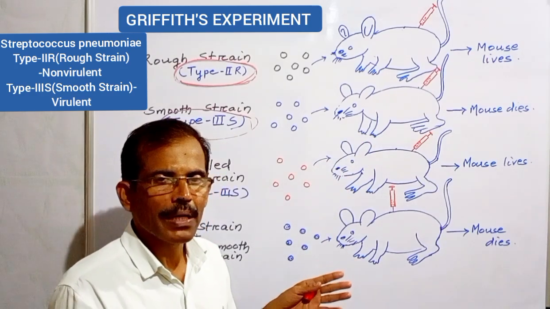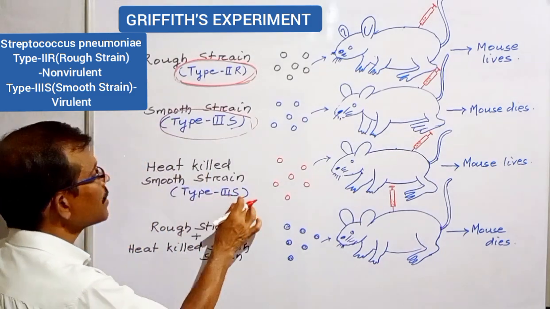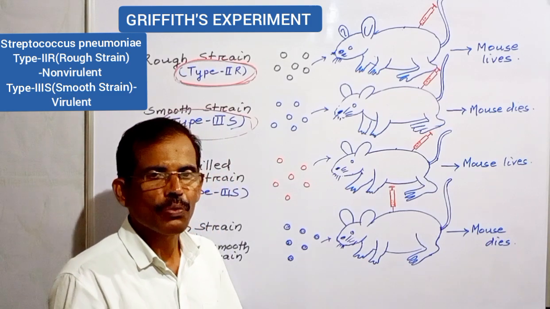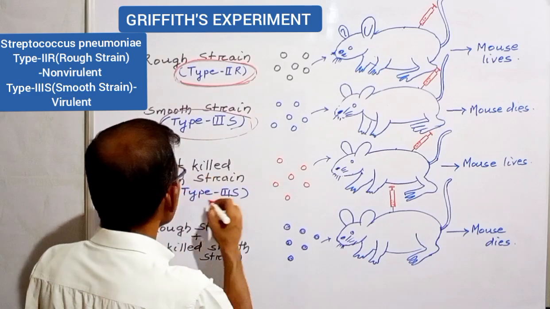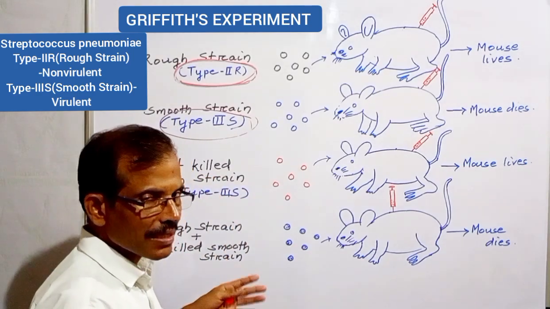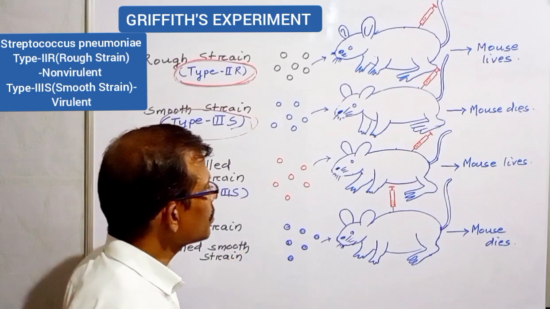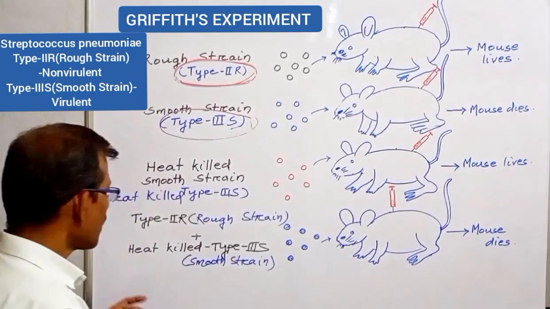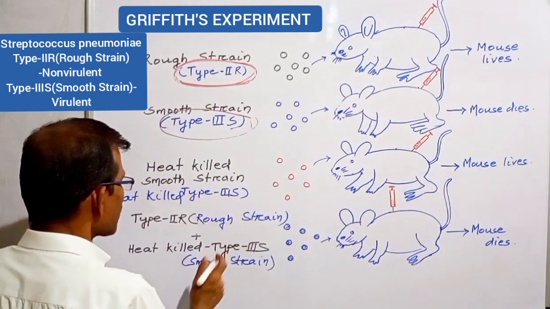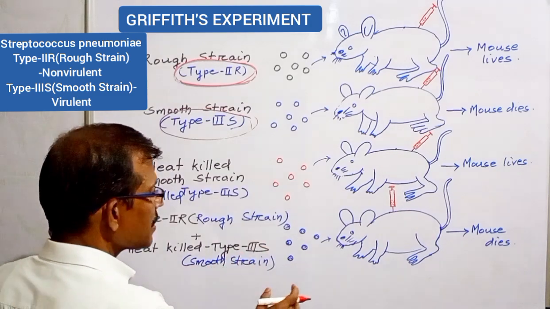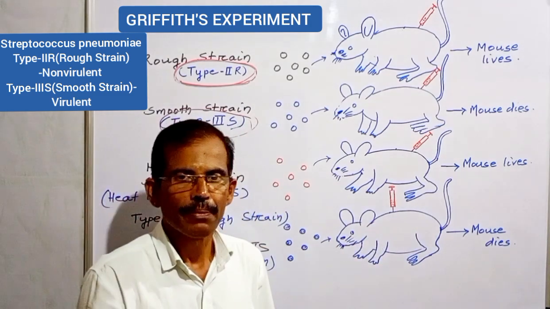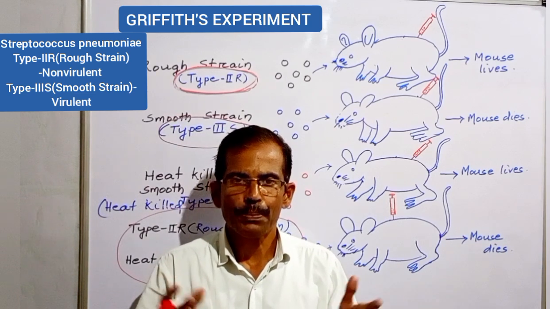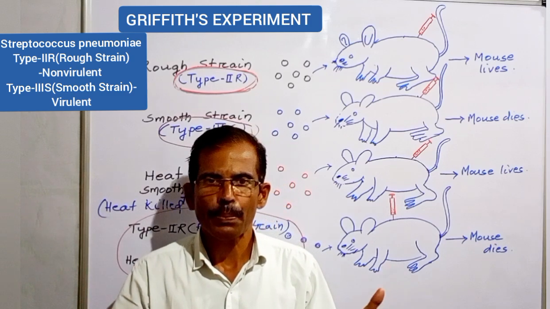In another experiment, Griffith injected heat-killed type 3S bacteria into the mouse, and he found that the mouse survived. It is quite obvious because the bacteria had been killed by heat, and heating has destroyed its virulence, because of which the mouse survived. But surprisingly, when Griffith injected a mixture of live type 2R bacteria and heat-killed type 3S bacteria into the mouse, it died. And Griffith was also able to isolate both live type 2R and type 3S bacteria from the blood of those dead mice.